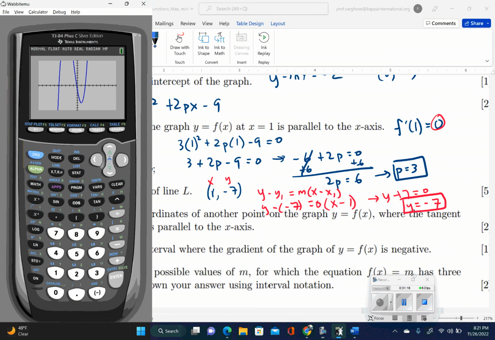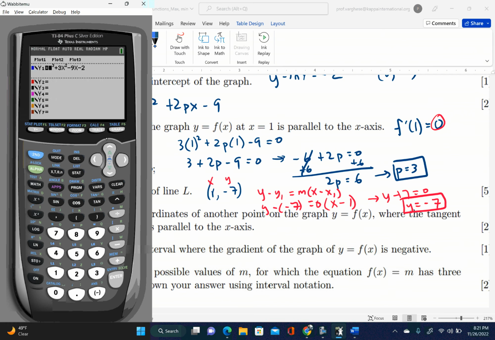For the next one, I'm looking for the coordinates of another point where the tangent is going to be parallel to the x-axis. So I went ahead and graphed my equation again, but I noticed that my window is a little bit smaller, right? I need to see what's up here. So it looks like I have to hit window, and I want to change my y in this case to see what's up on top. Let me go crazy with it and just do 50. And if I go like that.